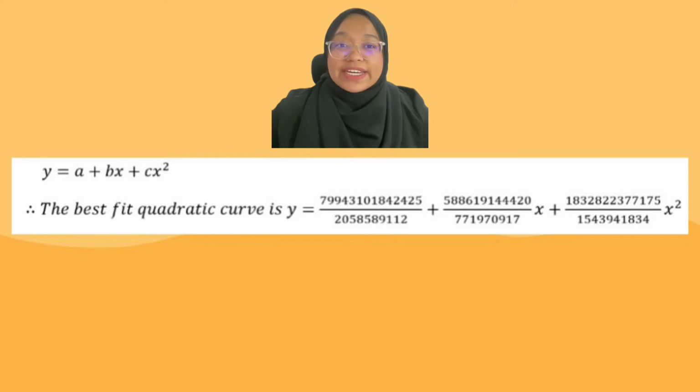7994310184245 divided by 205.8589112 plus 588619144420 divided by 771970917 multiplied by x plus 1832822377175 divided by 15439411834 multiplied by x squared.